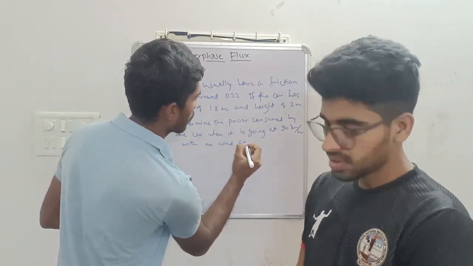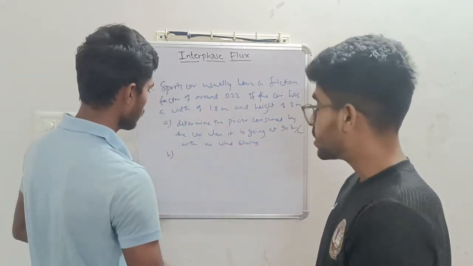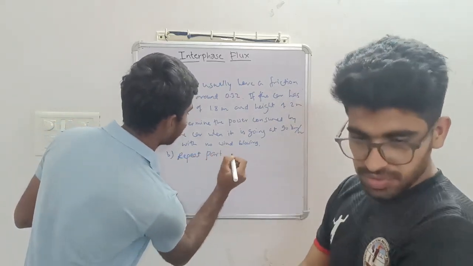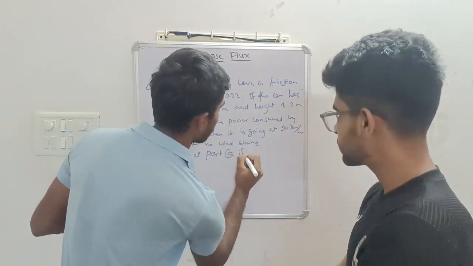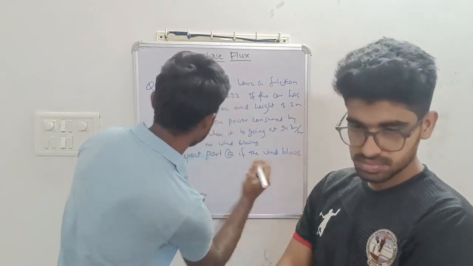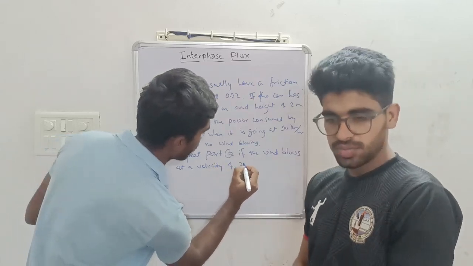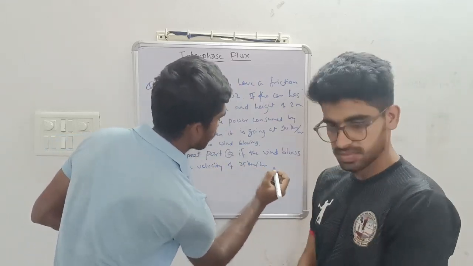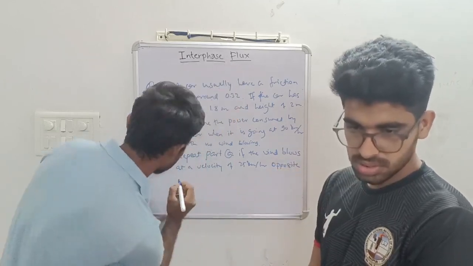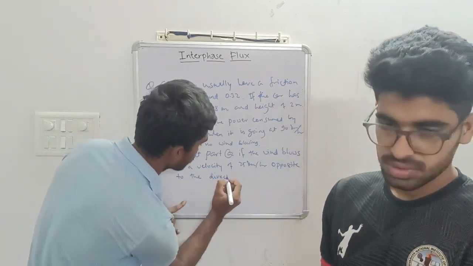Part B. Repeat part A, if the wind blows at a velocity of 25 km per hour opposite to the direction of car.